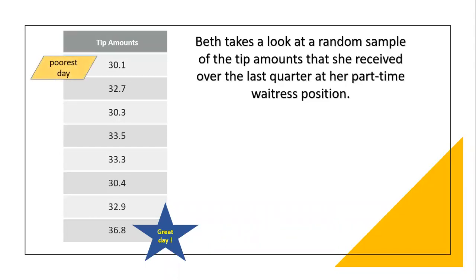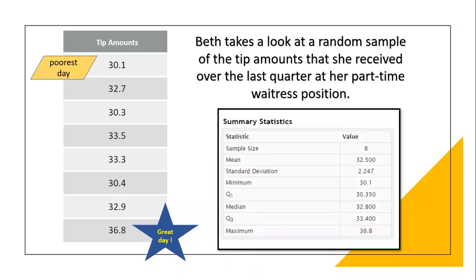The first day of the sample, $30.10, was her poorest day. Most of the days she did somewhere around $32 or $33 in tips for that day. Now, if we go to StatKey or use some other technology, we can get some summary statistics from this sample. There we have them, a sample of size 8, and you can see, indeed, for our measures of center, we're getting an average tip amount of $32.50 in total tips per day, with a median amount of $32.80 per day.